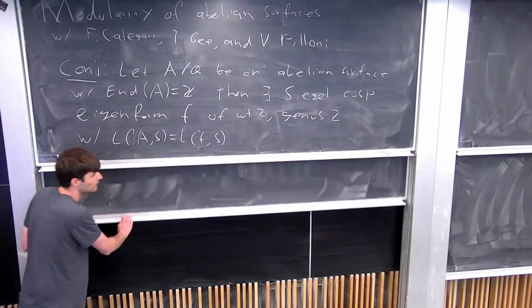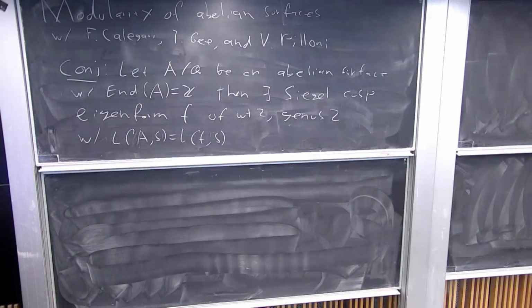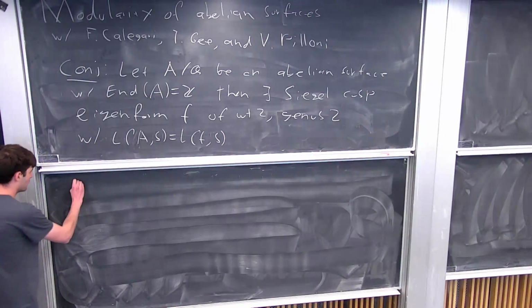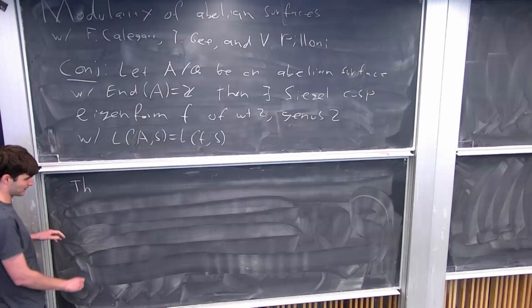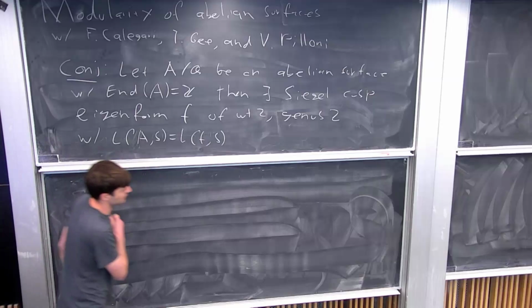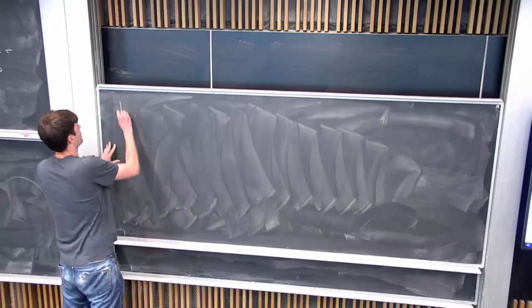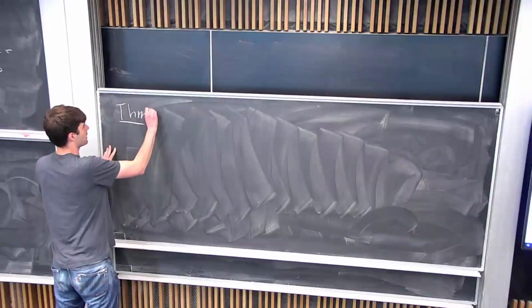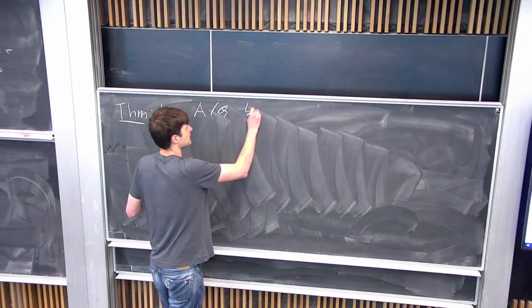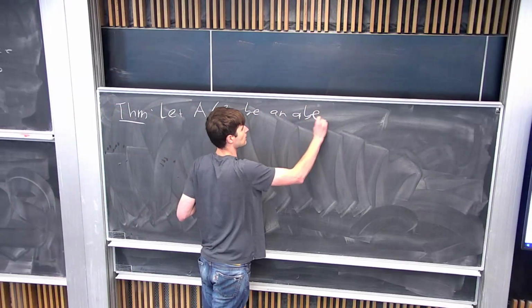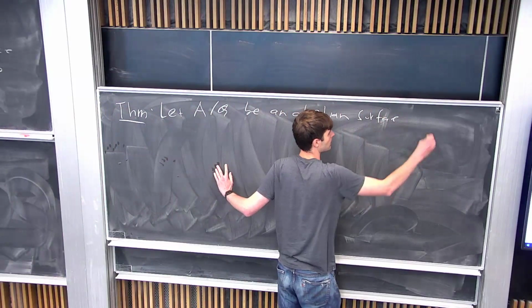And so, anyways, I'm just going to go ahead and state the theorem that we proved. So the theorem, let me actually just go over to the next board. So the theorem that we proved is the following. Let A over Q be an abelian surface, and suppose the following hypotheses.